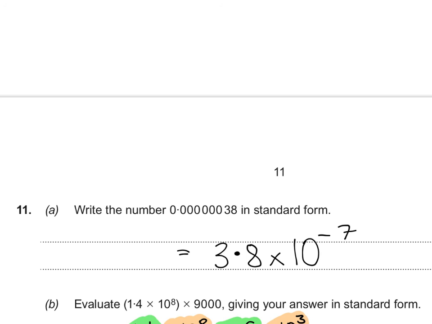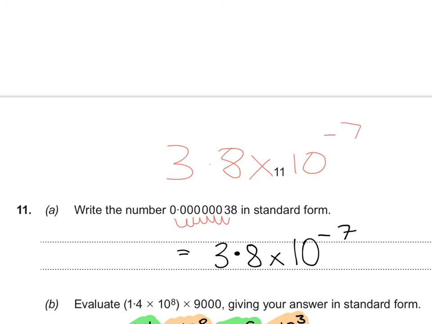The way I do it is by that dot there, we move it once, twice, 3, 4, 5, 6, 7 to get to that point. Okay? So that dot is moving 7 places. So we're going to make it 3.8, and it's times 10. Because it's a small number, the power is negative. So it's 3.8 times 10 to the minus 7.